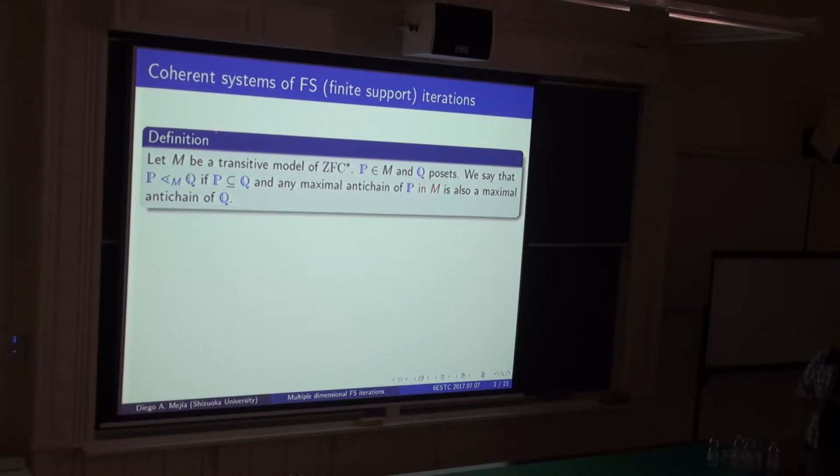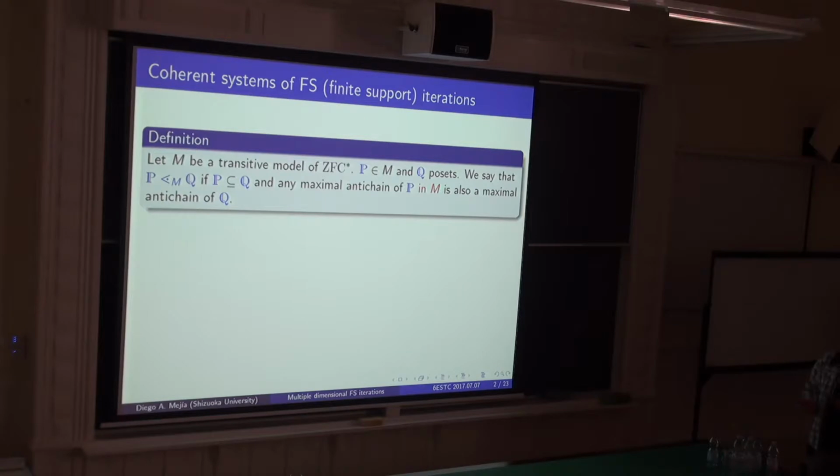When we have a model M of ZFC, or a finite fragment of it, and some posets P and Q in M, then we say that P is a complete suborder of Q with respect to the model M if P is a suborder of Q, and any maximal antichain of P that lies in the model M is also a maximal antichain in Q.